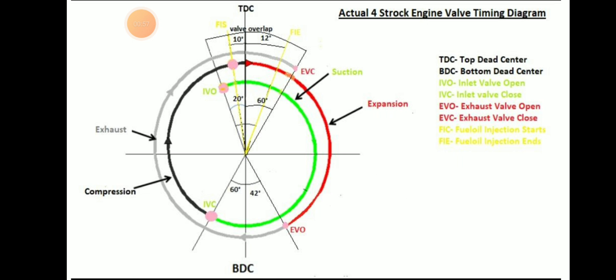So in the case of an actual 4-stroke engine valve timing diagram, the inlet valve will open 20 degrees before TDC, then the suction stroke will take place towards the BDC. During the suction stroke, it will suck in the air, and then 60 degrees after the BDC, the inlet valve will close. Then the compression stroke begins.